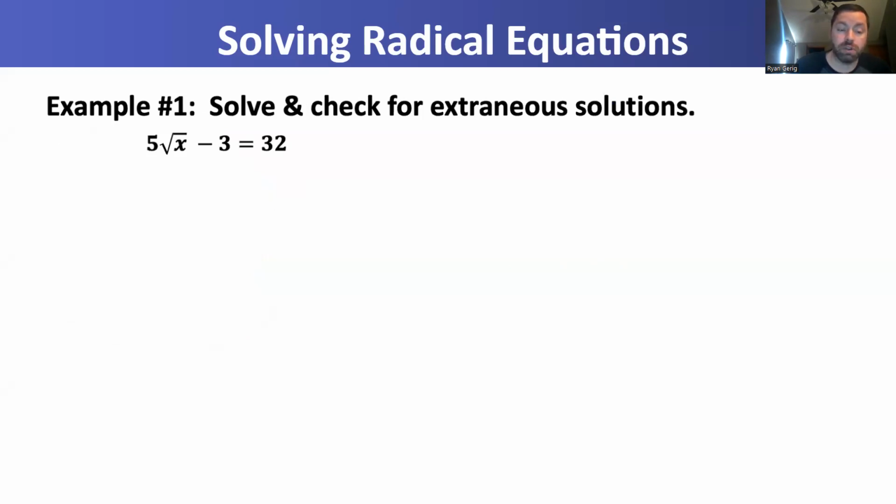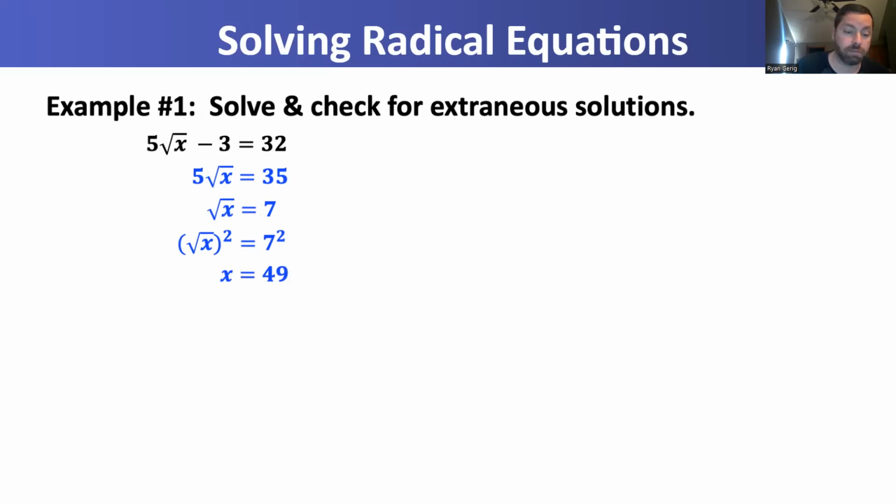The first thing I want to do is add 3 to both sides. When I do that, I get 5 radical x equals 35, 32 plus 3. I want to get rid of the 5 now. Divide by 5, I get the square root of x equals 7. Now that I have the square root of x by itself, I can square both sides. Why do I want to do that? If I square a radical, it gets rid of the radical. So squaring both sides, I get x equals 49.